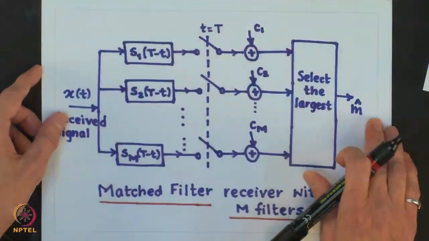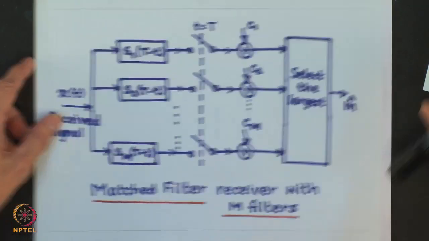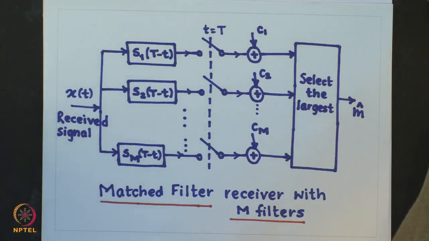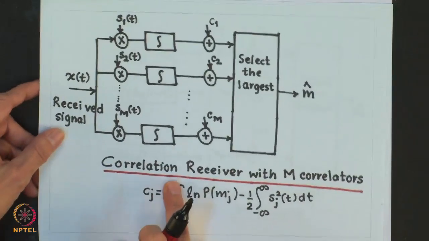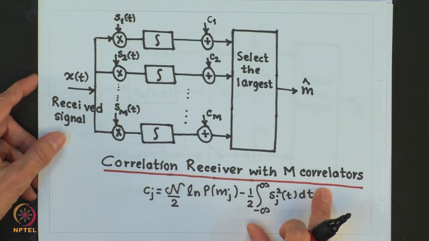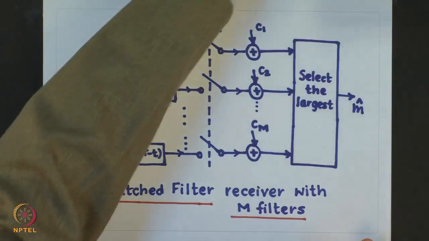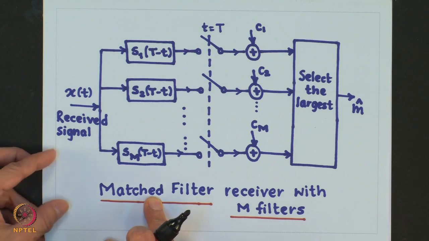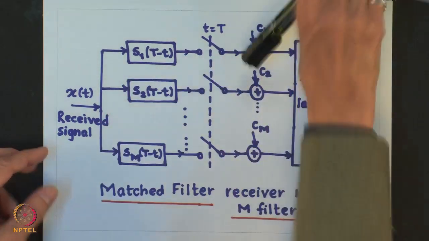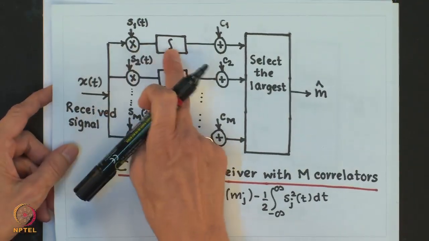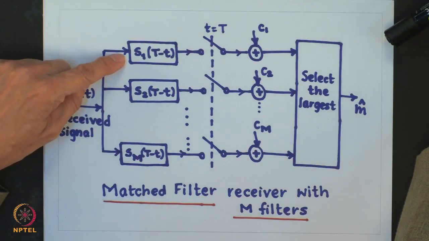So, if we use Zt to be equal to St, then this is the matched filter receiver which I get, and this is equivalent to the correlation receiver with m correlators. So, this filter can be implemented using the matched filter. In place of these two blocks, they have been substituted by just one single filter.